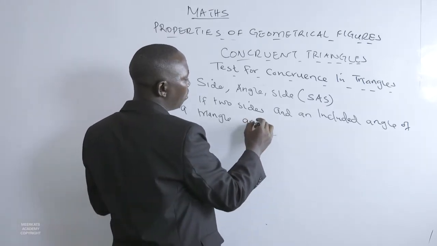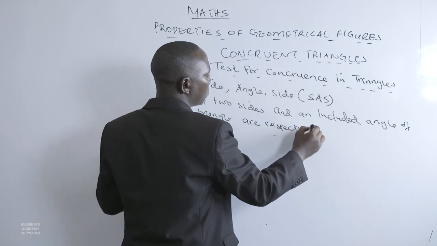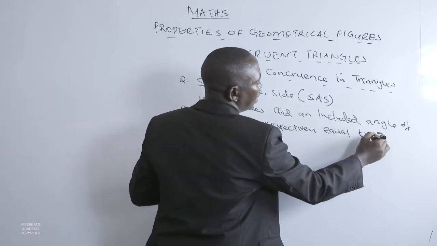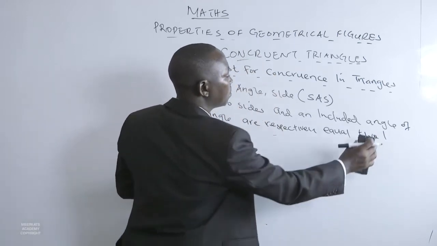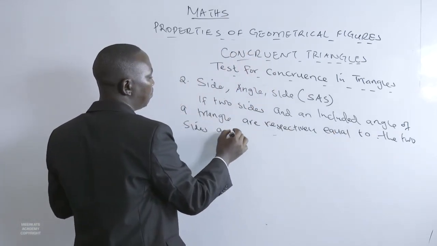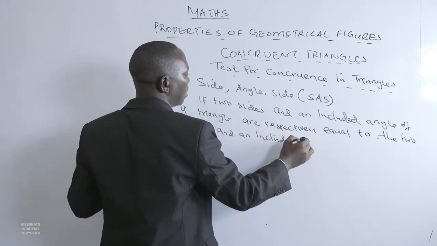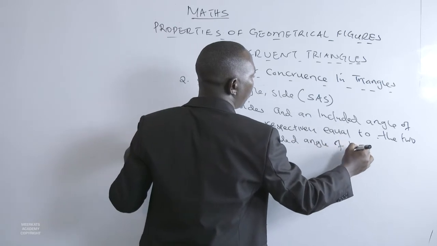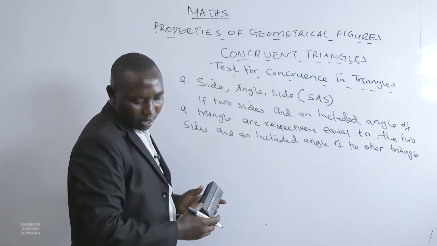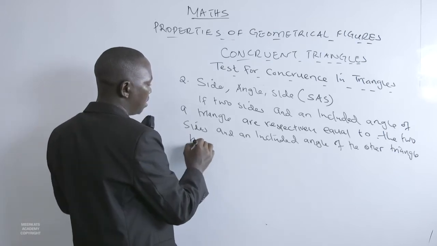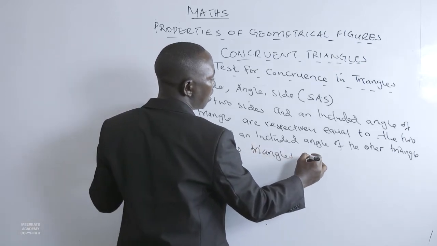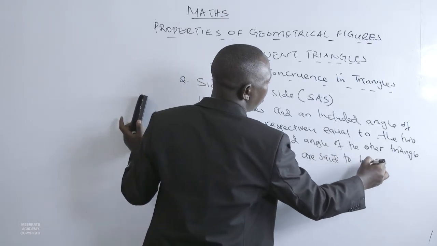are respectively equal to the two sides and an included angle of the other triangle, then the two triangles are said to be concurrent.